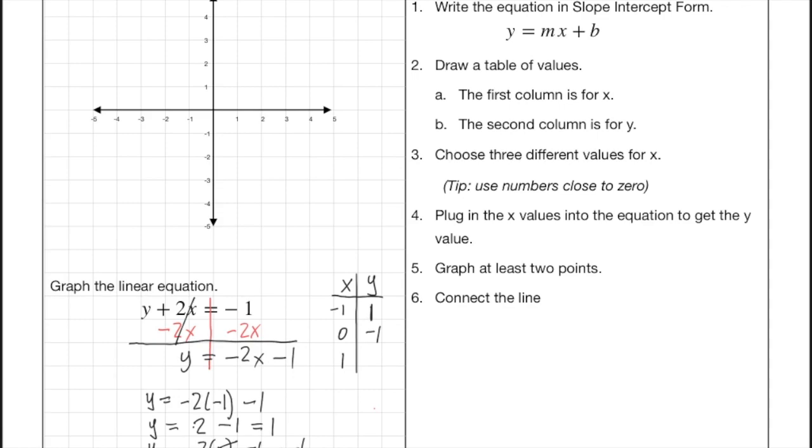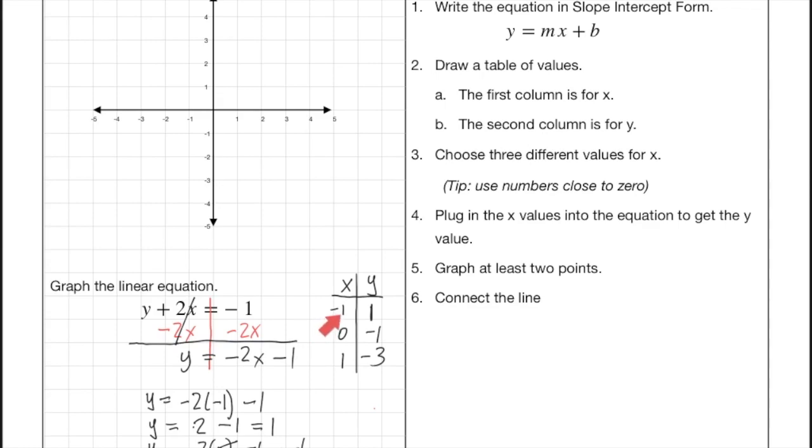minus 1. And that's going to give us negative 2 minus 1, which is negative 3. So we actually have 3 points to graph. You can choose 2. In this case, I want to choose the 3 of them.